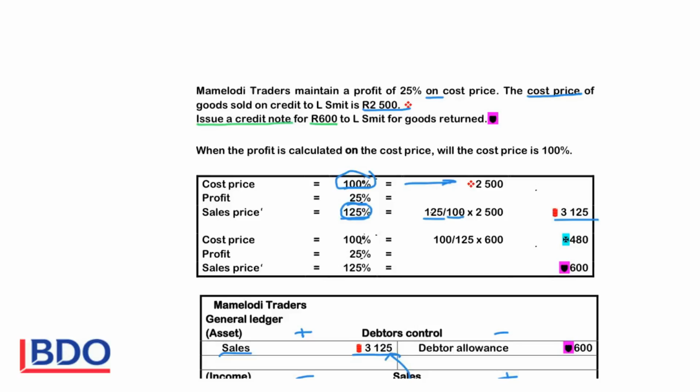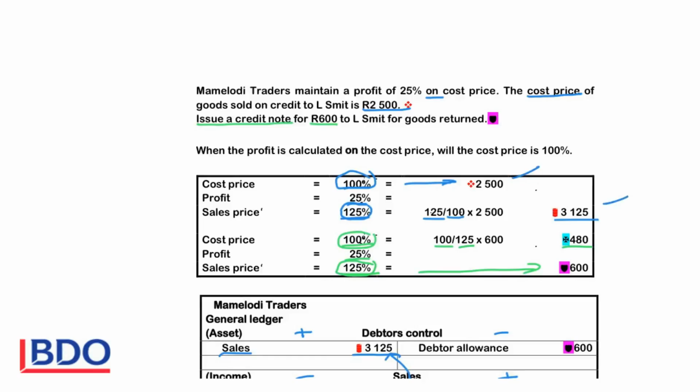The cost price is 100%, the profit is 25, the sales price is 125, the sales price is given as 600. So if we want to calculate the cost price, the one that we want, divided by the percentage that we know, 125, times the 600, and that will give us the cost price of 480. So when the goods were sold, we recorded an entry at the 3,125 sales price, and we recorded an entry at the cost price of 2,500.